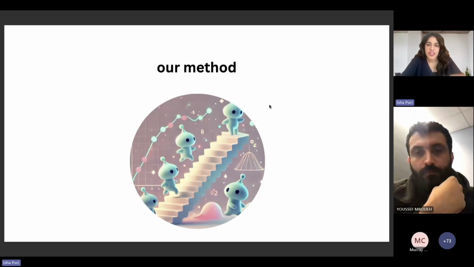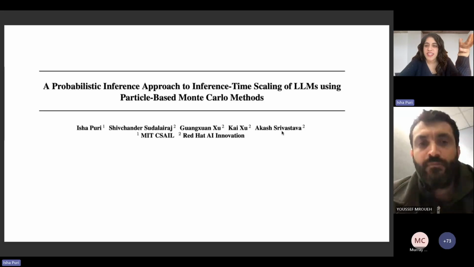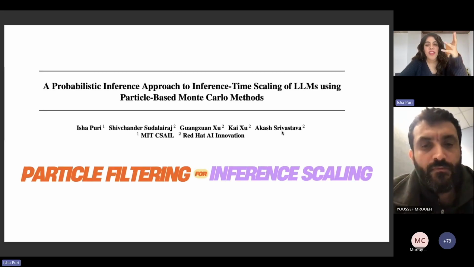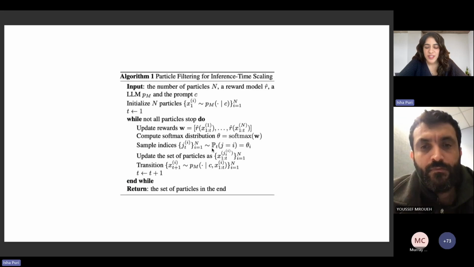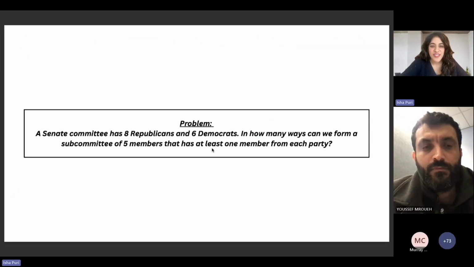So our method, you can enjoy this nice graphic I made, is about particle scaling. The full title is a probabilistic inference approach to inference time scaling of large language models using particle-based Monte Carlo methods. But in reality, it's just particle filtering for inference scaling. If people are not familiar with what particle filtering is, I'm going to walk you through a step-by-step, very basic example. This is the math. You can go see the paper for that, but we're going to start with a more accessible flowchart.